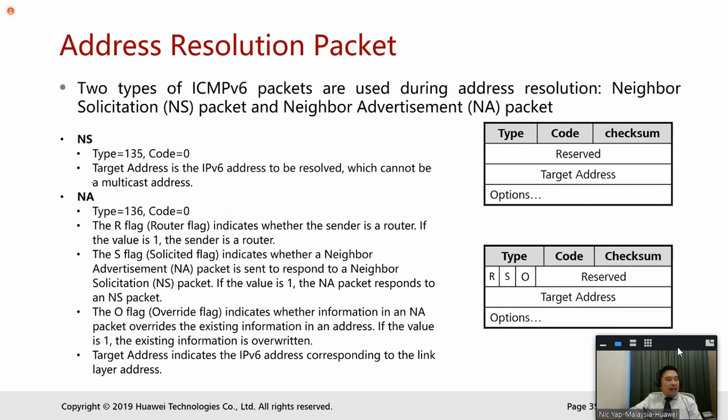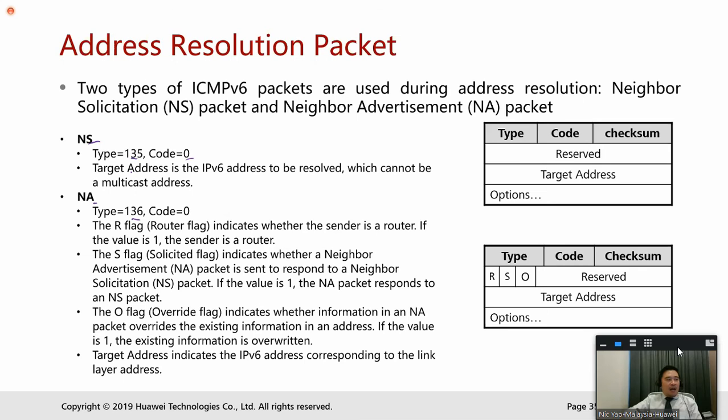So they have NS and NA to be sent. Two types of ICMPv6 packet are used during address resolution: the neighbor solicitation and the neighbor advertisement, NS and NA. The type is 135 for NS and 136 for NA. The code is 0. They do not have any subcode in this case.